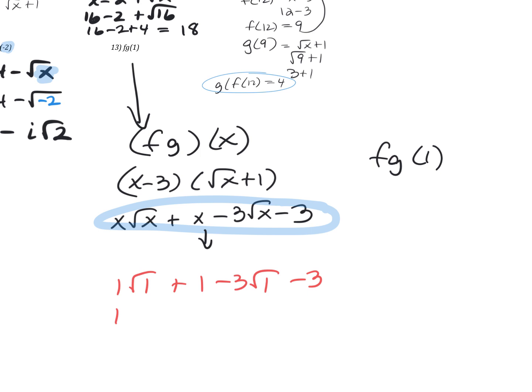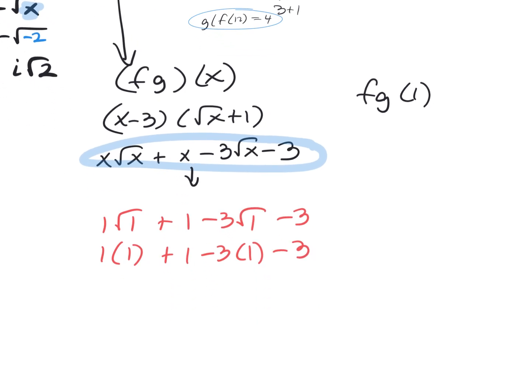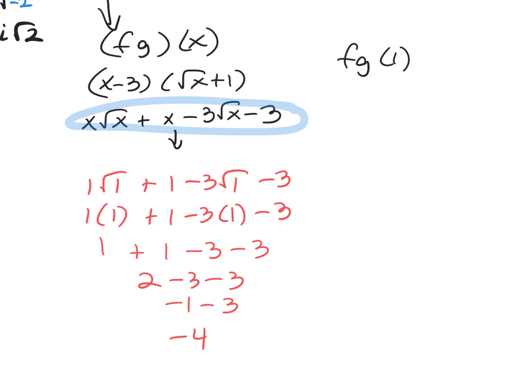And I get 1 times the square root of 1, negative 3 times the square root of 1, and then I would get 1 plus 1 minus 3 minus 3. Then 1 plus 1 is 2, minus 3 minus 3, so then negative 1 minus 3, and then I get negative 4.